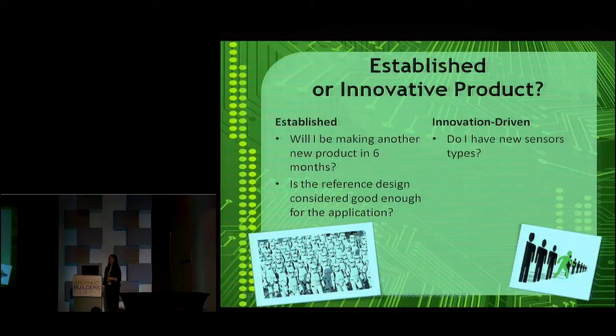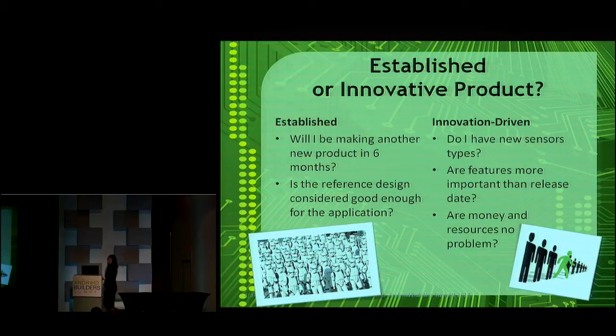If you're innovation-driven, you have new types of sensors. Your features are generally more important than your release date. In fact, you may not even know what your release date is. It may not be gelled in yet. And resources and money really aren't a problem on your particular innovation-driven product. As soon as we use the word innovation, we're automatically assuming that there's risk. We don't know what the outcome will be. We don't even necessarily know what the scope will be. So answer these questions and let the number of yeses guide you to what type of product you are.